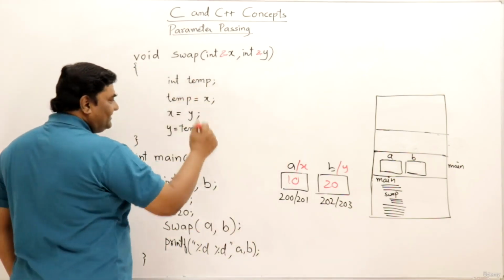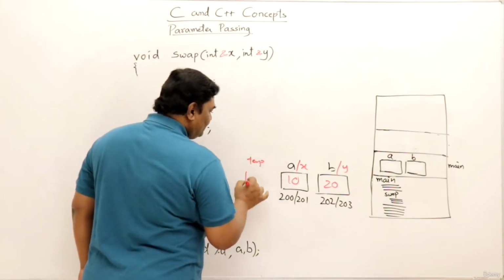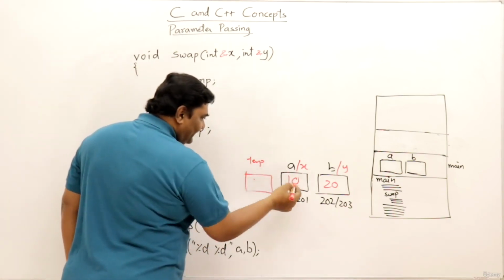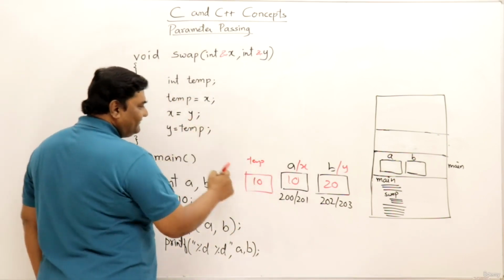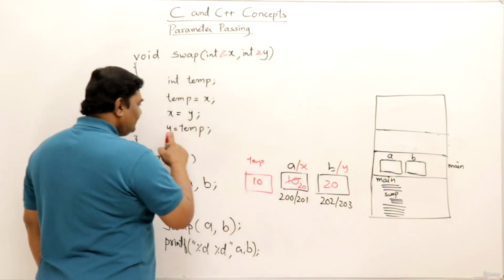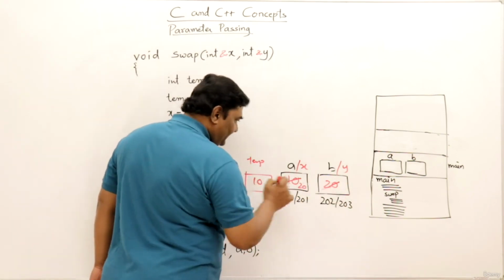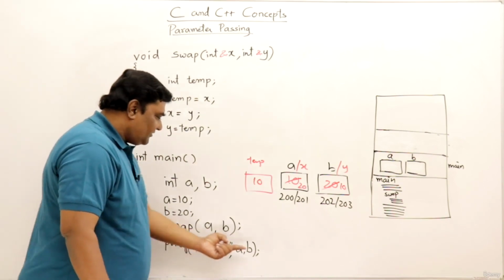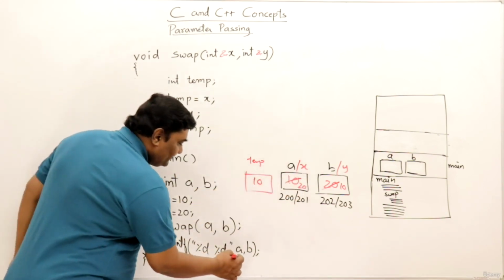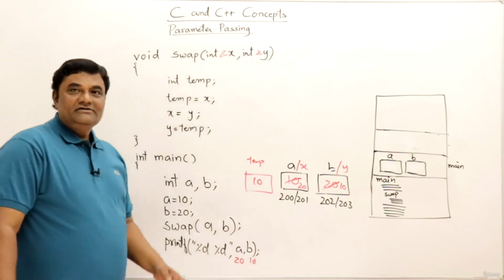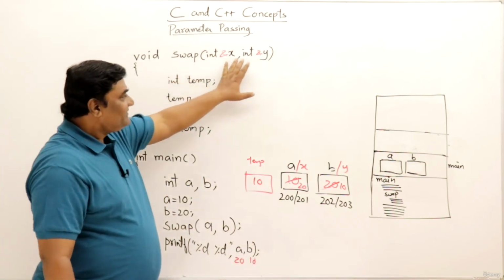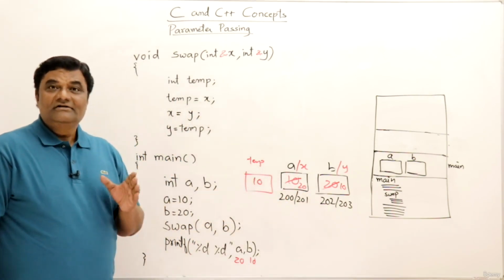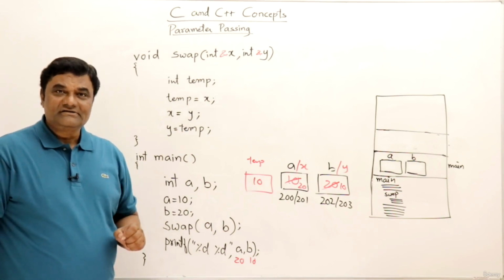Now let us continue. Temp variable is declared. Then temp assign X. So X value is stored in temp. Then X assign Y. So this becomes 20. Then Y assign temp. So Y becomes 10. Function ends. Control comes back to this line. Print. What are A and B? 20 and 10. So you can see that when these formal parameters X and Y are manipulated, the actual parameters are modified. So that's it. This is called by reference.